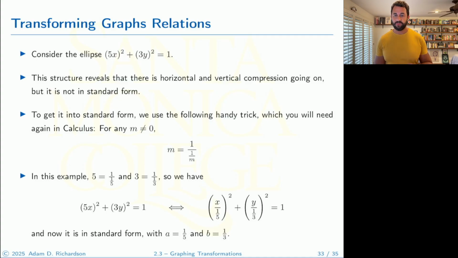Go back to that example we did, or a related example here. Consider the ellipse 5x squared plus 3y squared equals 1. So what's happening is there's a horizontal and a vertical compression going on, right? Because we're going through the horizontal values faster and we're going through the vertical values faster, right? Just like that. But this is not in the standard form of an ellipse.